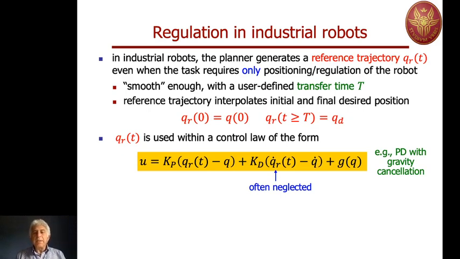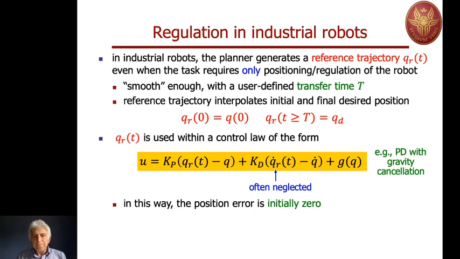So your PD plus gravity cancellation looks like the one in the yellow box, Kp times Qr(t), the reference trajectory at that instant, minus Q at that instant as well. So I'm putting a dependence on time only where I would like to show that this has changed with respect to the previous case. And then you have a Kd on the velocity error, which now is really a velocity error, although sometimes the term Qr dot is being neglected in industrial practice if it's not too important.